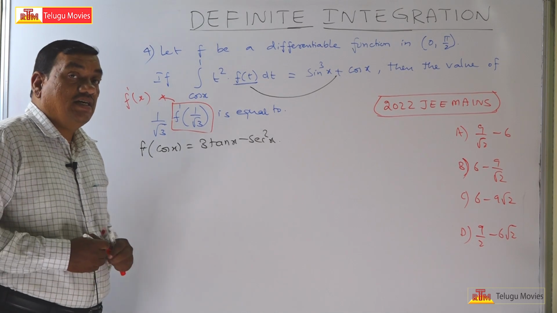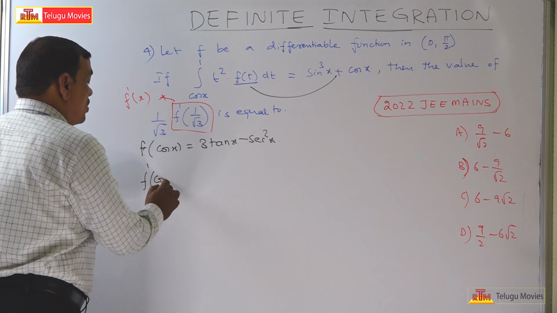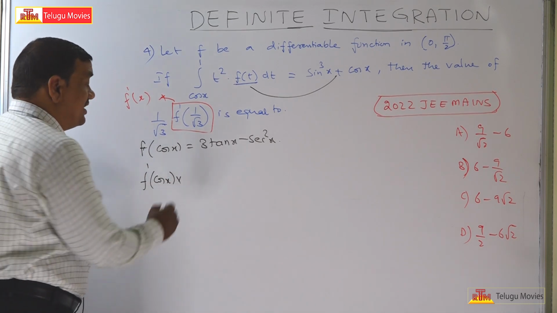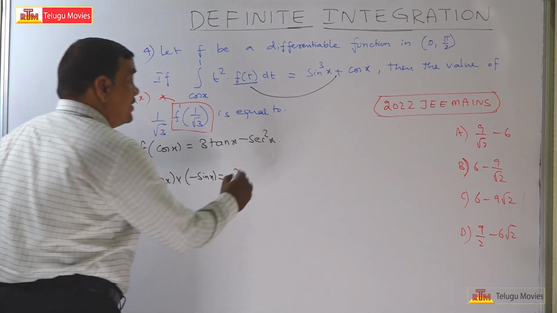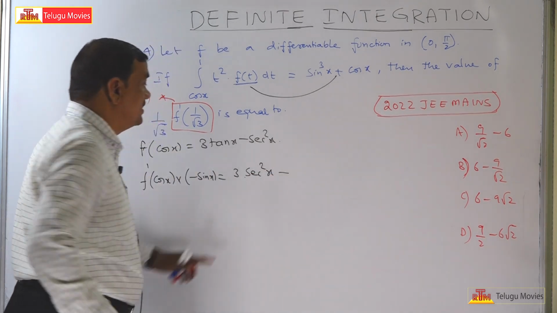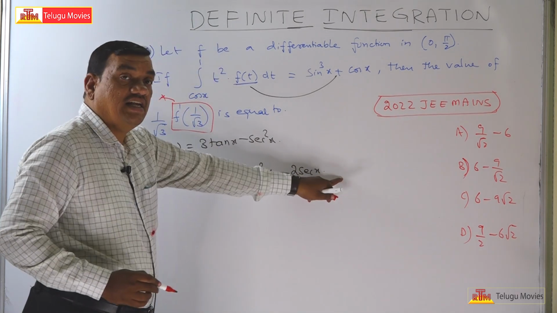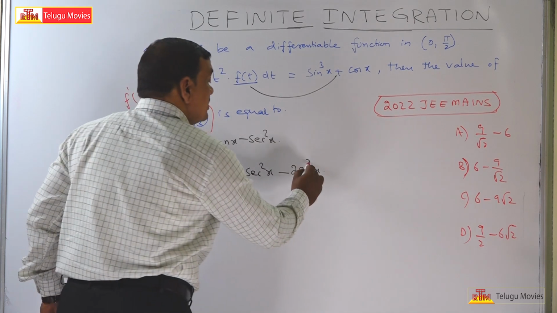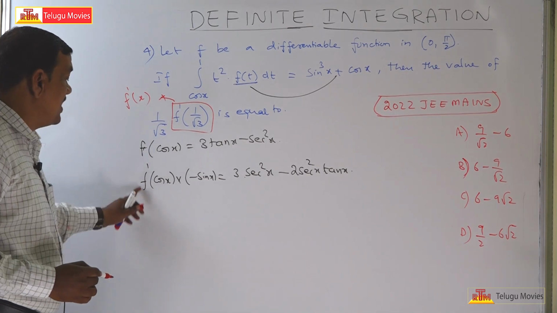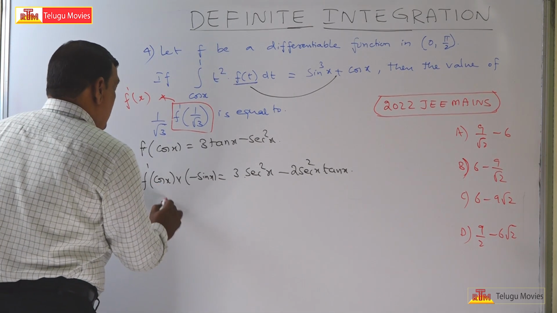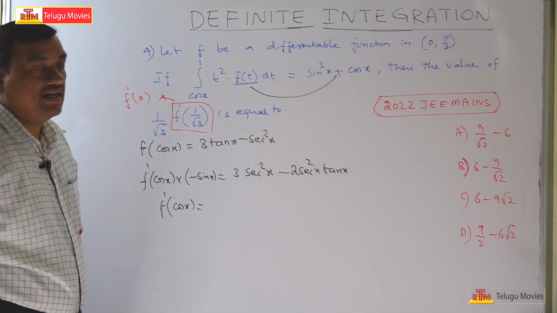Dear students, let us differentiate this. The derivative is f dash of cos x into the derivative of cos x, minus sin x, equals 3 into the derivative of tan x, secant square x, minus the derivative of secant square x, which is 2 secant x into secant x tan x, that is secant square x tan x. We want f dash of cos x only, so take minus sin x to the right hand side.